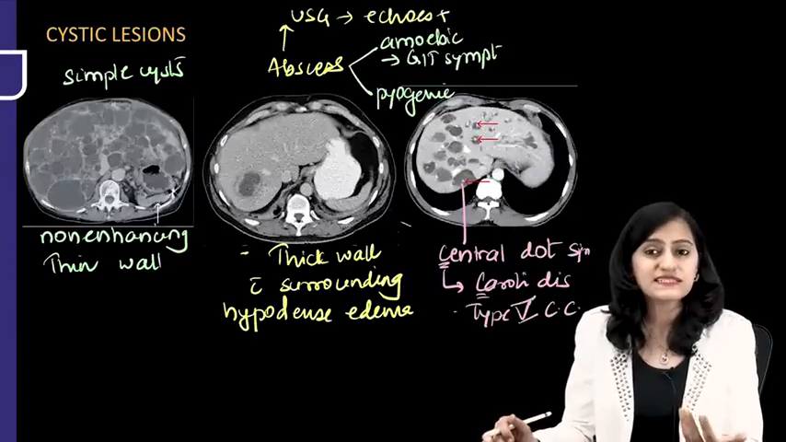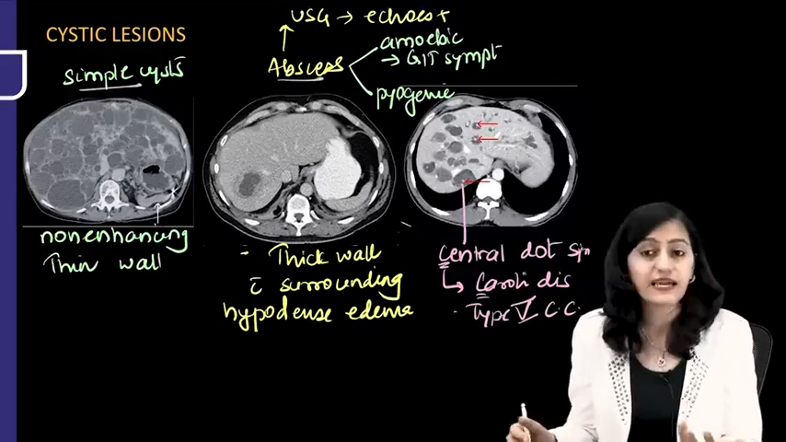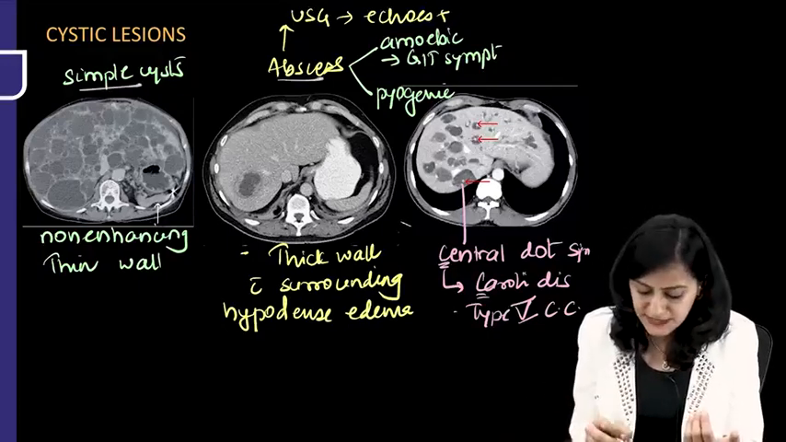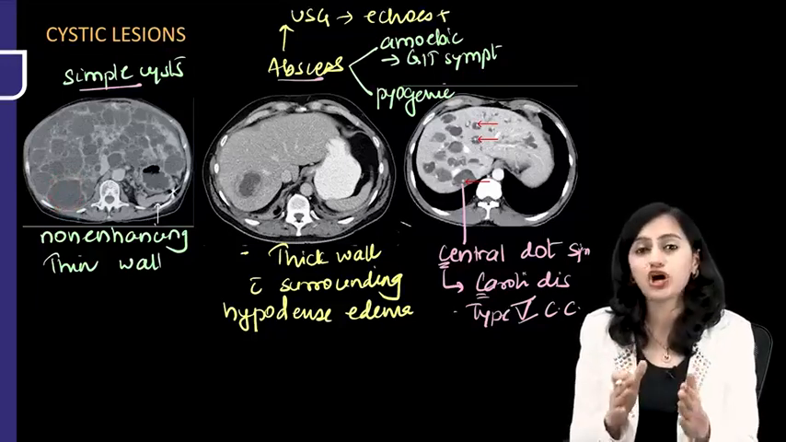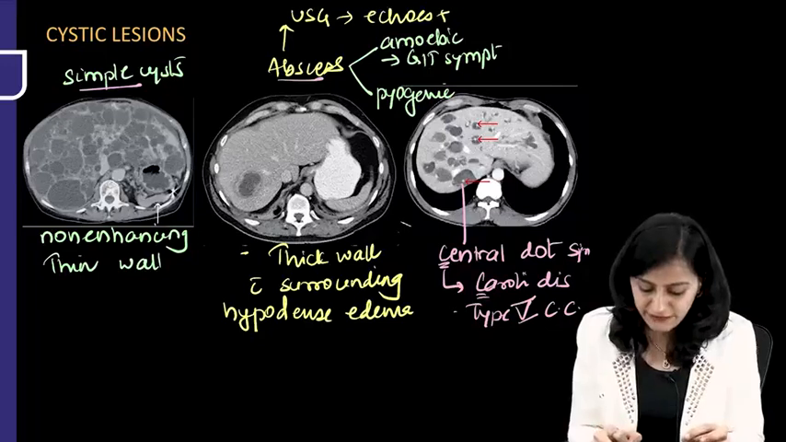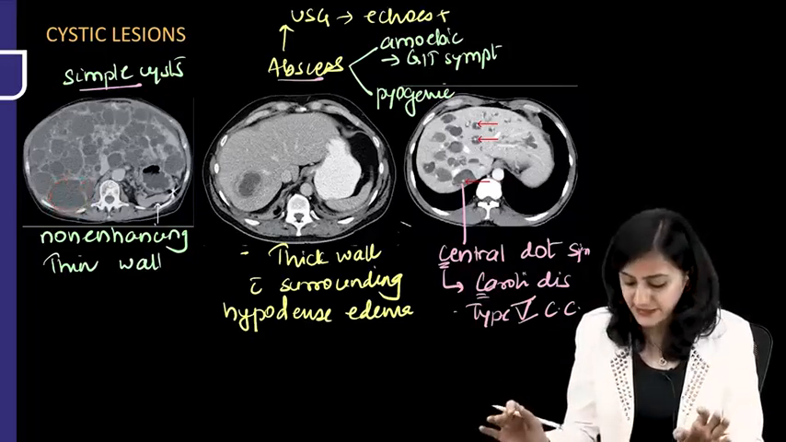Now coming to the liver. Liver lesions, first the cystic lesions. Simple cyst versus abscess versus the Caroli's. Now simple cysts are basically the ones which are water containing, so they will not enhance, and they have thin walls. So simple cysts are water containing, non-enhancing.